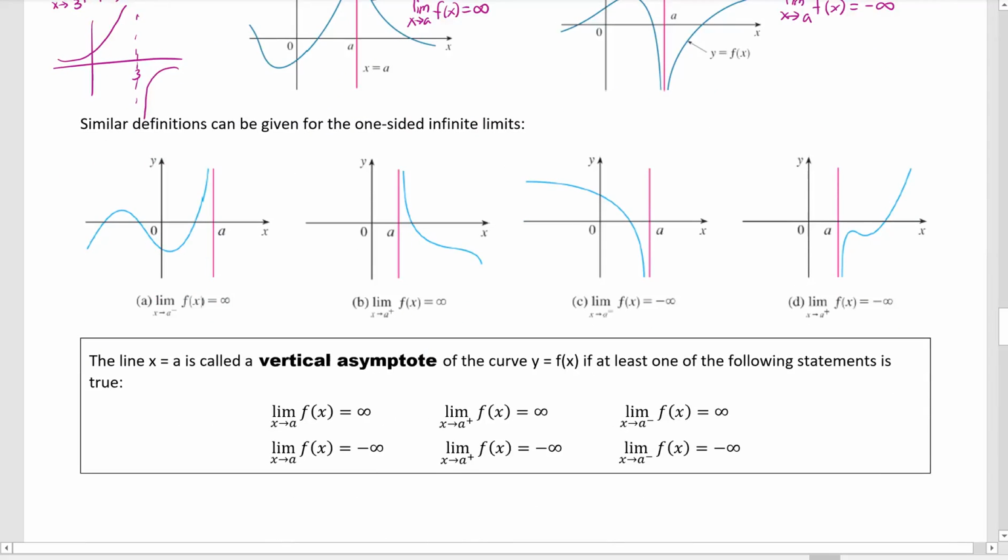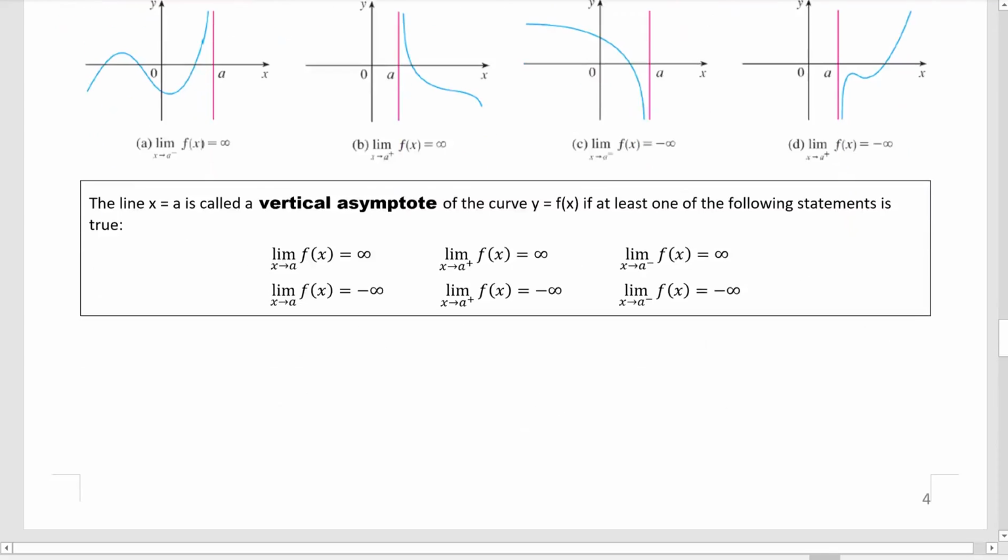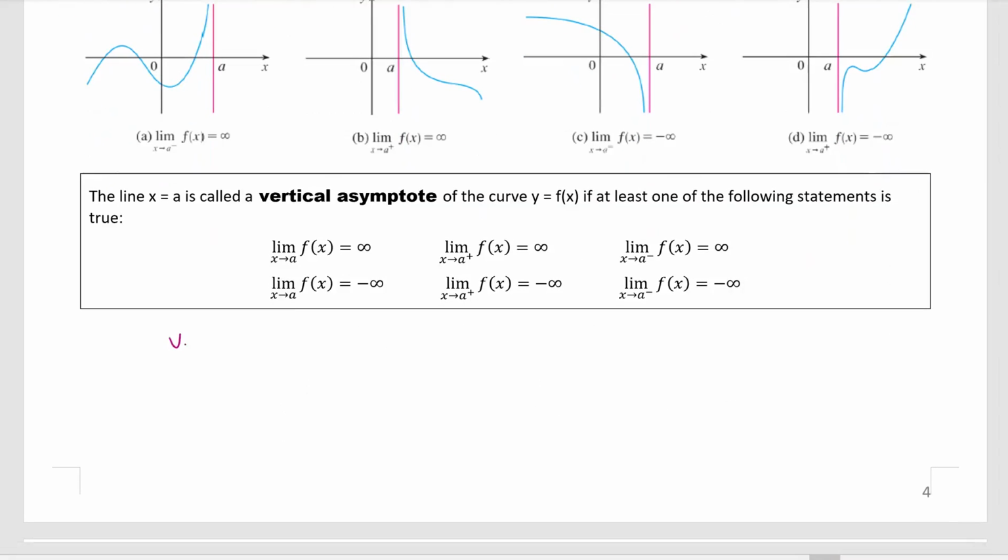Then the line x equals a is called a vertical asymptote of the curve y equals f of x if at least one of the following statements is true. As long as we have one side where the limit equals infinity, it does not require both sides to be infinity. One side is enough, then we have a vertical asymptote. So we mark here: a vertical asymptote is a vertical line. When you answer what the vertical asymptote is, don't give me a number. A number is just a number. Give me a line. A line is an equation.